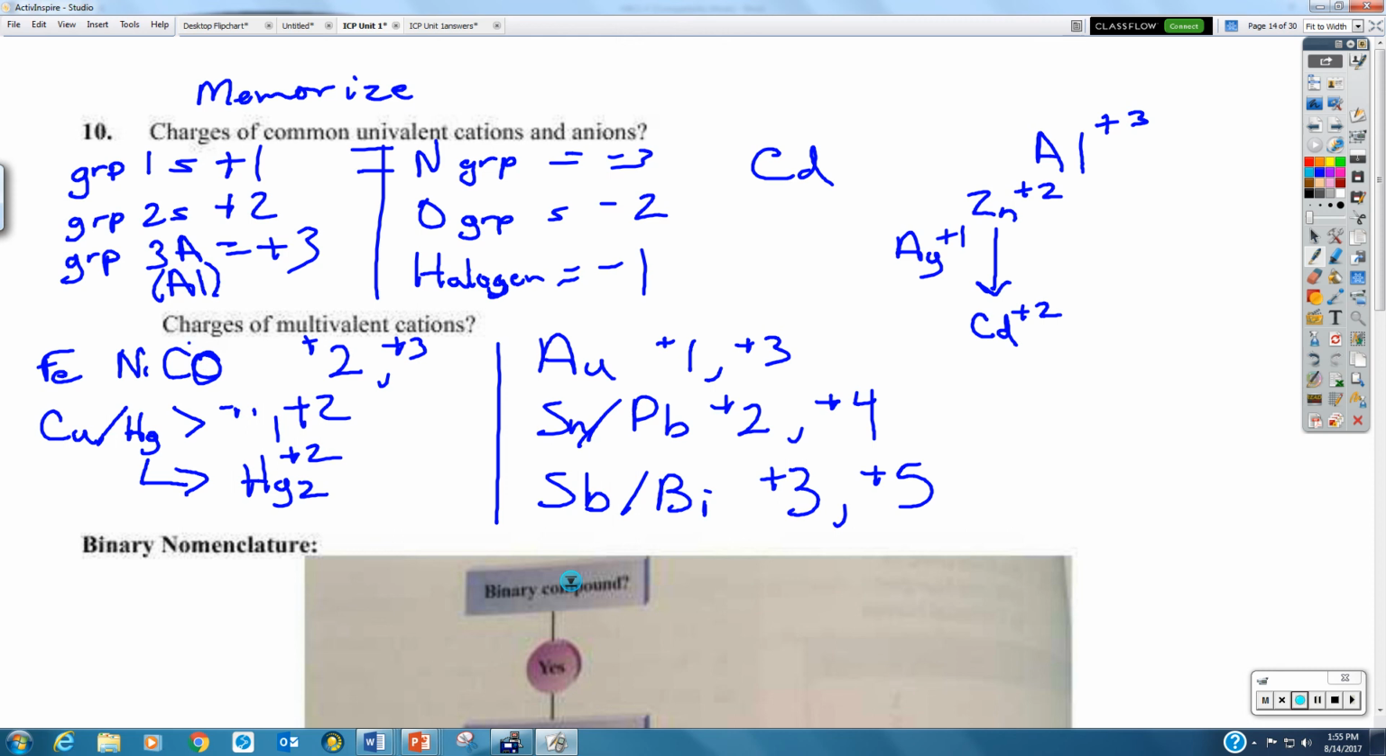I'm still trying to get used to the board a little bit. Iron, nickel, and cobalt are all +2, +3, so they're grouped together. Each one of these is multivalent. They all have multiple charges.